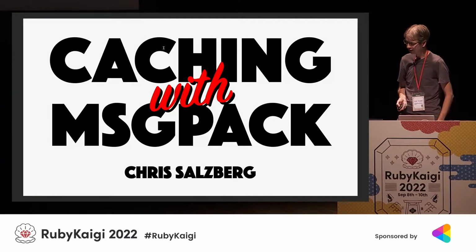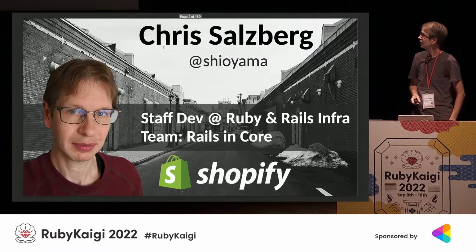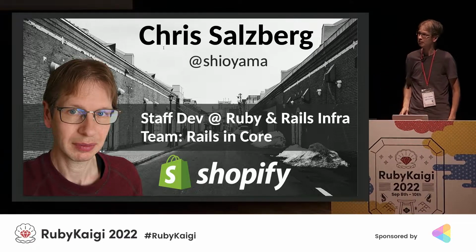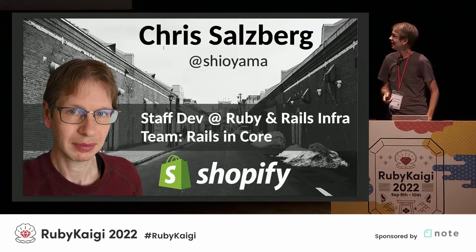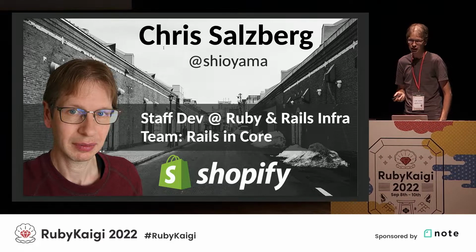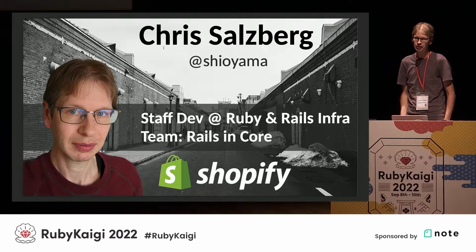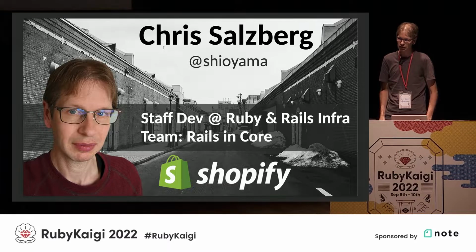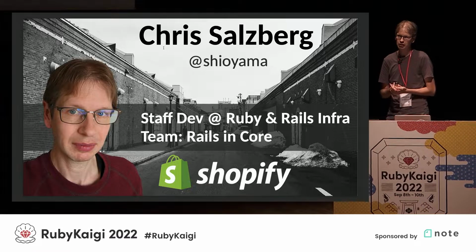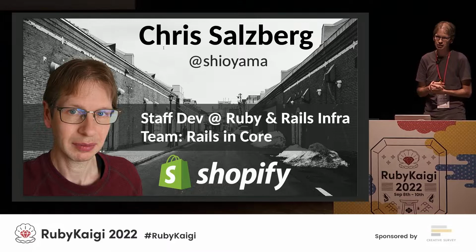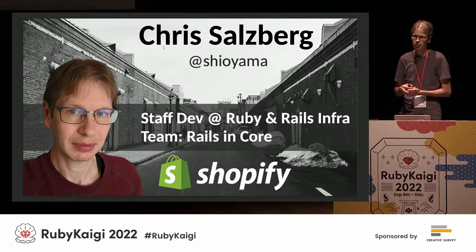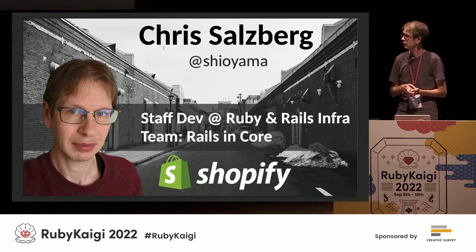Title of this talk is Caching with MessagePack. My name is Chris Salzberg. I'm also known as Shioyama, or Shioyama Sensei. I am a staff developer on the Ruby on Rails infra team at Shopify. In that team, I'm in a smaller team called Rails and Core. Our mandate at Shopify is to keep the core monolith, basically the largest Rails production application in the world, on tracks, keep that an enjoyable environment for developers to work in.